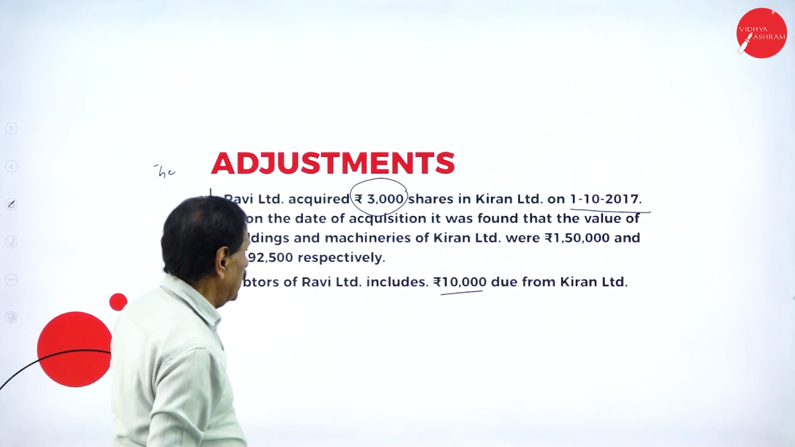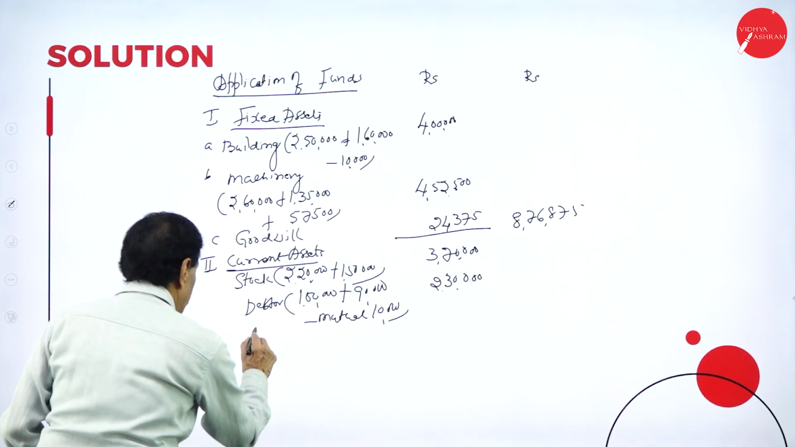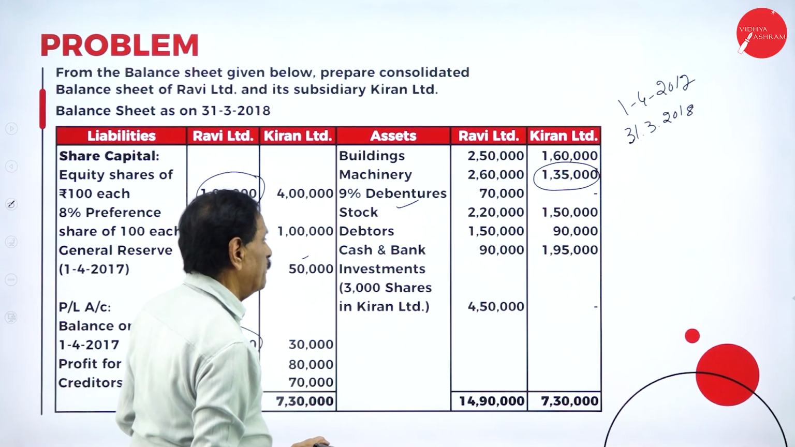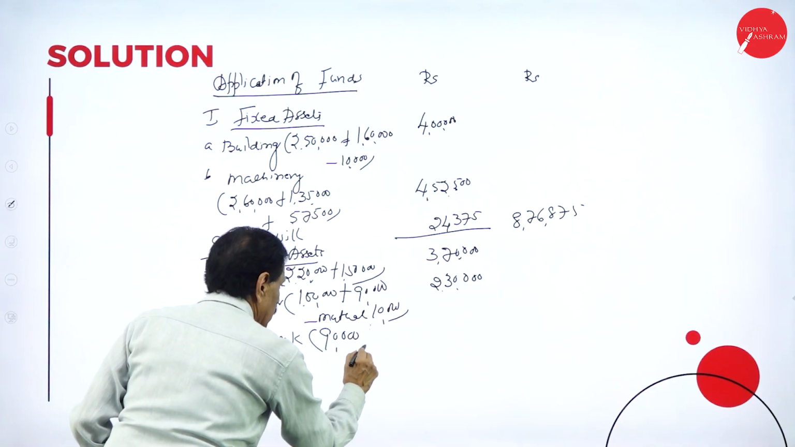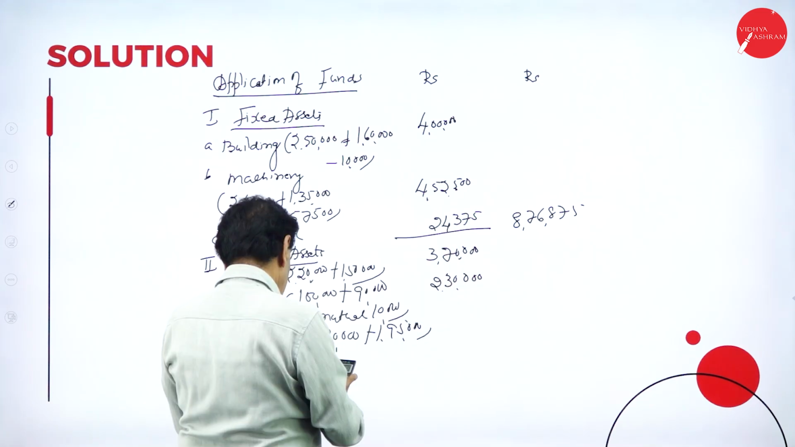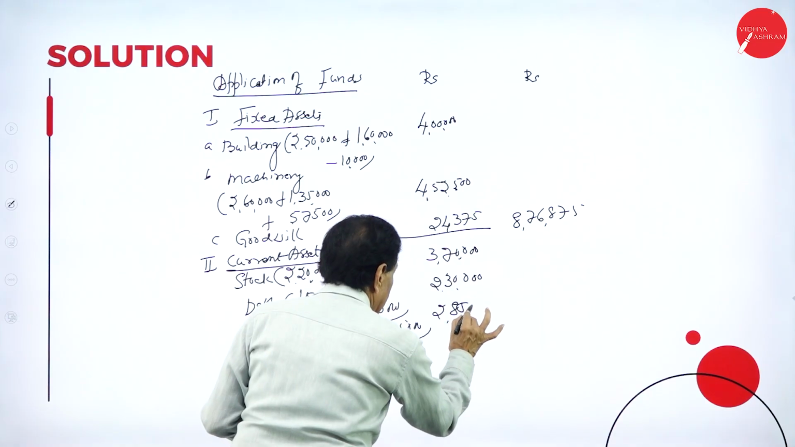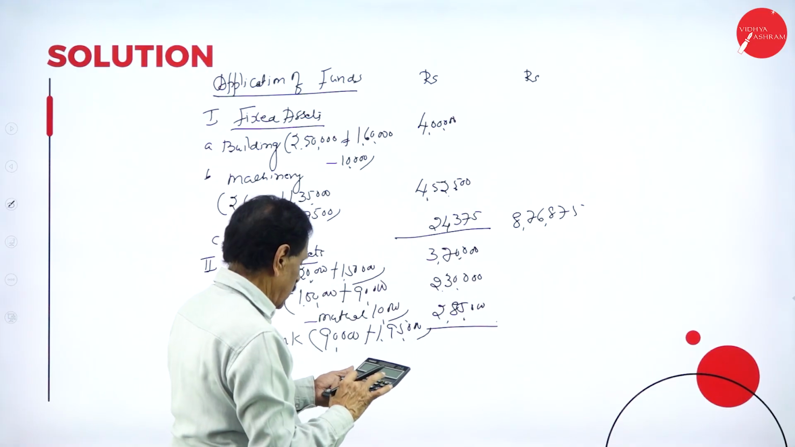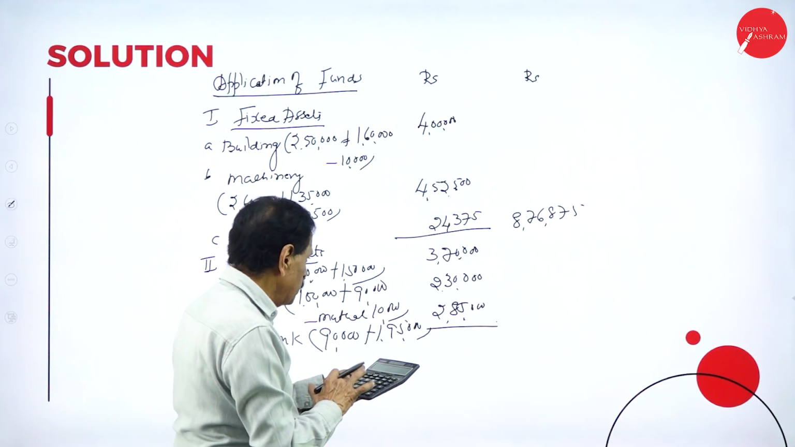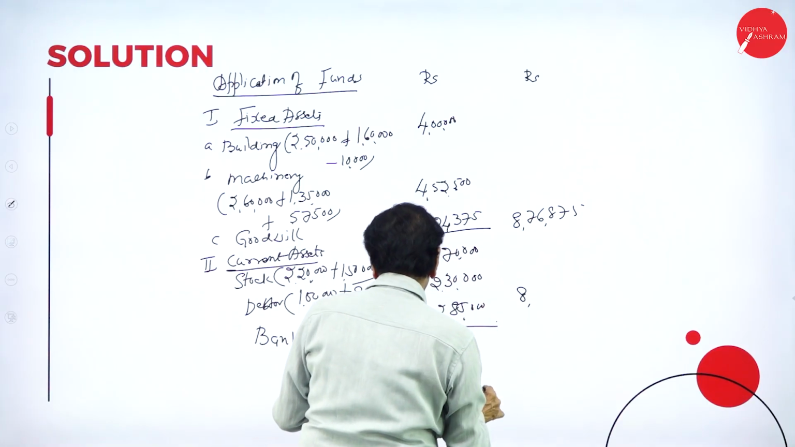What is the next one? Cash at bank. Cash at bank, 90,000 plus 1,95,000. Repeat: 90,000 plus 1,95,000, 2,85,000. Add 3,70,000 plus 2,30,000 plus 2,85,000, 8,85,000.